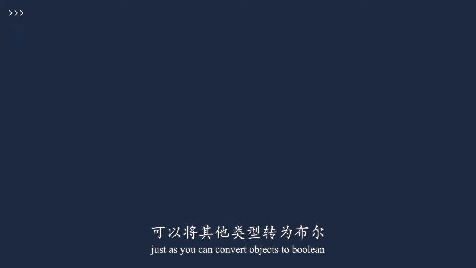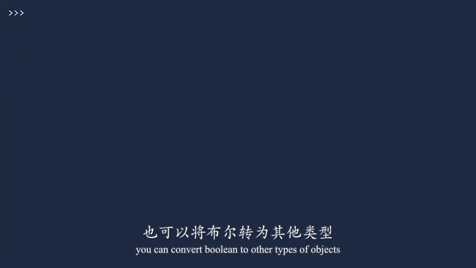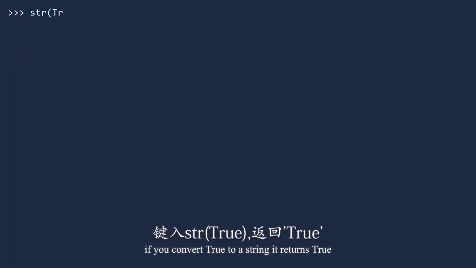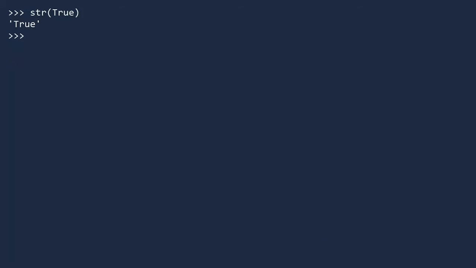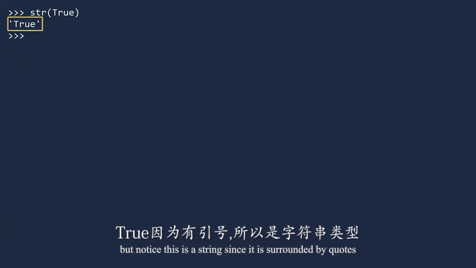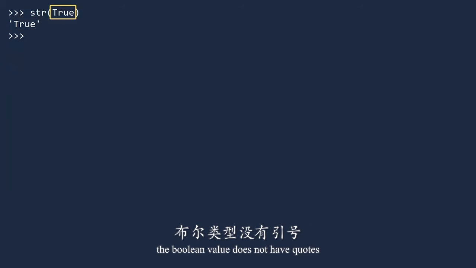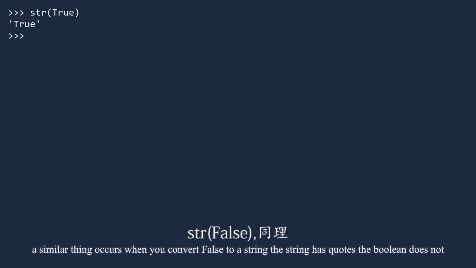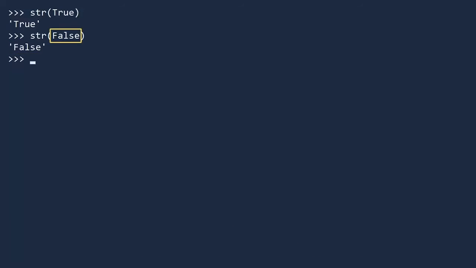Just as you can convert objects to Booleans, you can convert Booleans to other types of objects. If you convert True to a string, it returns 'True'. But notice, this is a string since it is surrounded by quotes. The Boolean value does not have quotes. A similar thing occurs when you convert False to a string. The string has quotes, the Boolean does not.